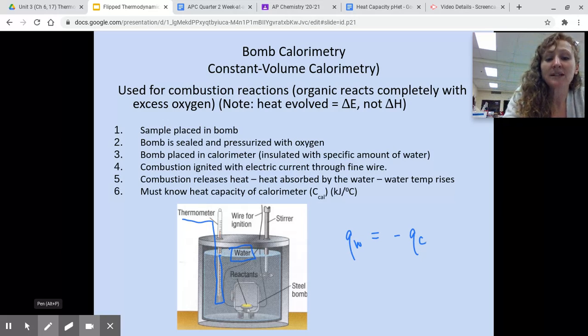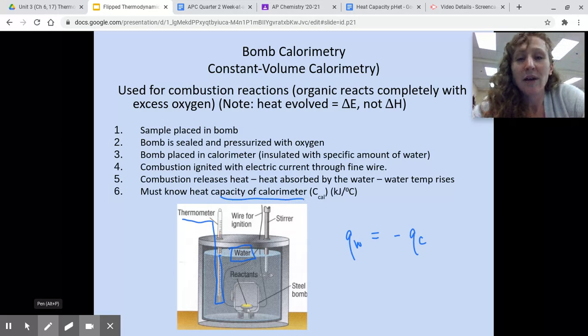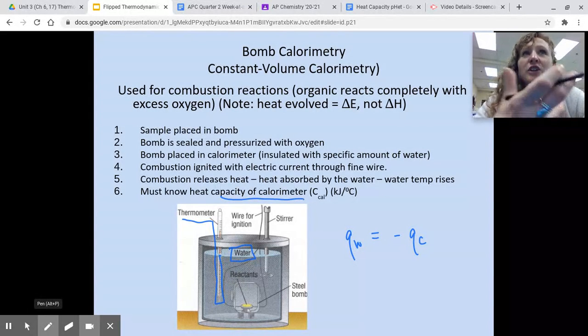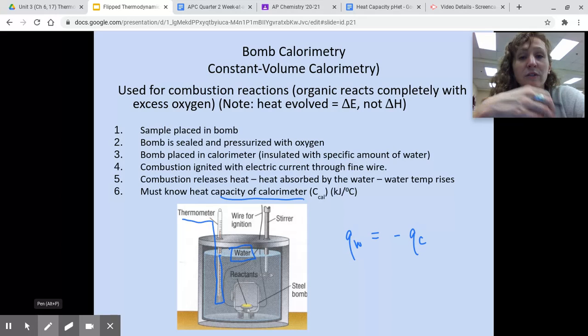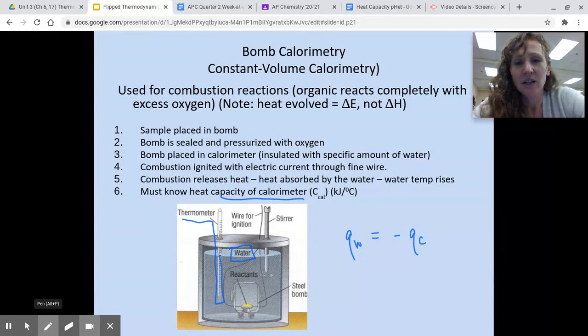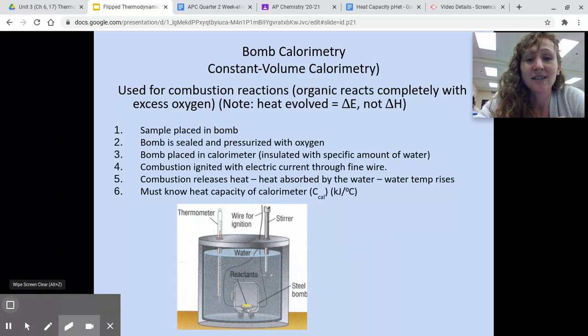You have to know the capacity of the calorimeter. So that means how much energy does the calorimeter absorb before it changes a degree in temperature. And that way you can figure out how much heat the reaction actually gave off. So just to let you know, we don't deal with that a whole lot in our curriculum, but it does exist. It is a thing. And this is what it would look like. And they would call it constant volume calorimetry or bomb calorimetry.